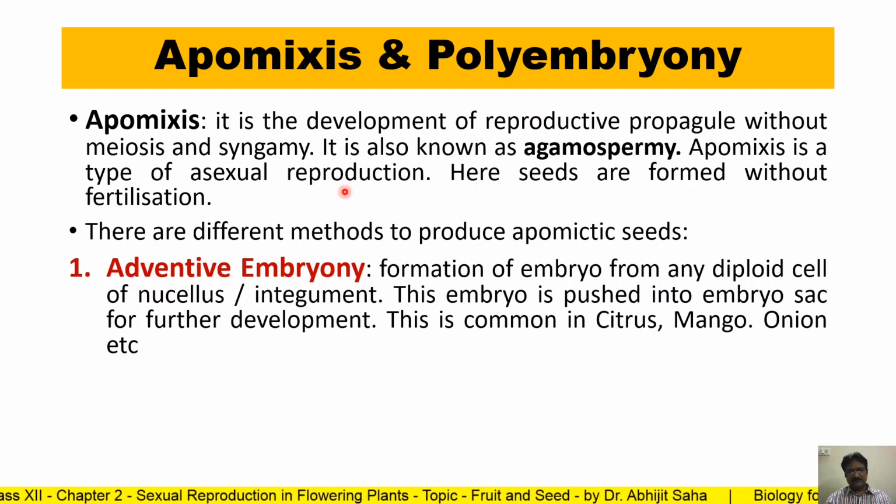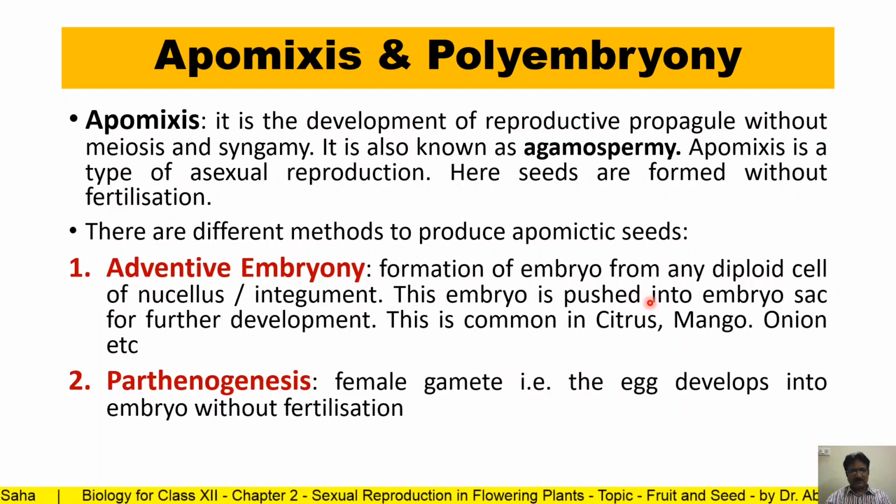What happens here? Here there is a formation of embryo from any diploid cell of the nucellus or integument, and this embryo is pushed into the embryo sac for further development. I think it is clear. So any diploid cell of the nucellus or integument can develop into an embryo, and that embryo is finally pushed into the embryo sac, and then the embryo develops. This is commonly found in citrus, mango, onion, etc.